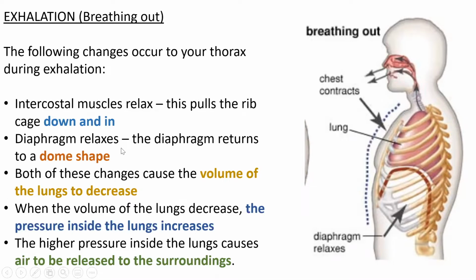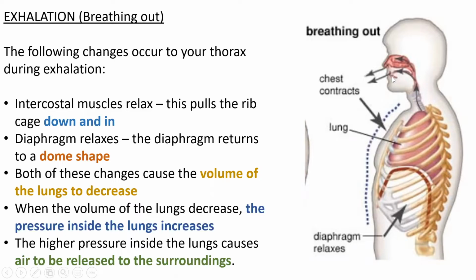The diaphragm relaxes and returns to a dome shape. You can feel it sitting at the bottom of your ribs if you think about it enough. Both of these changes cause the volume of the lungs to decrease because the lungs get smaller. When the volume of the lungs decreases, the pressure inside the lungs increases, so the pressure is now quite high inside the lungs.